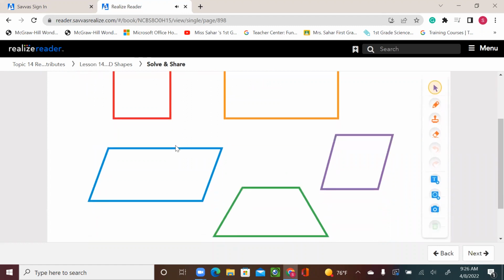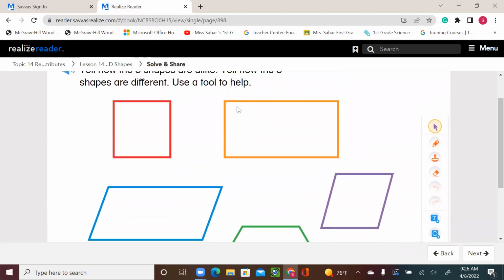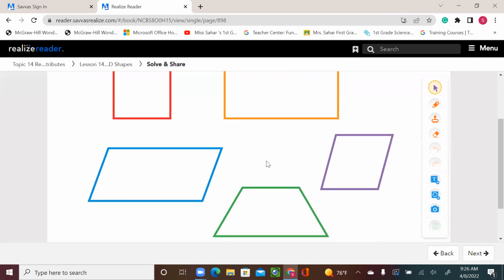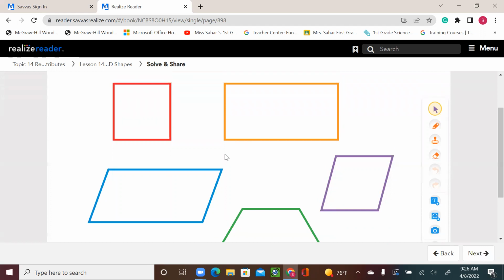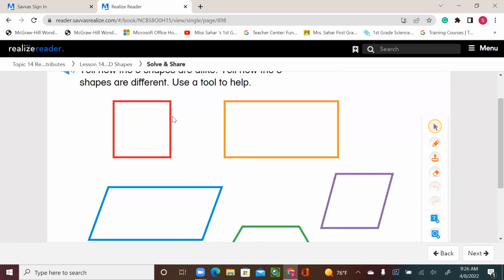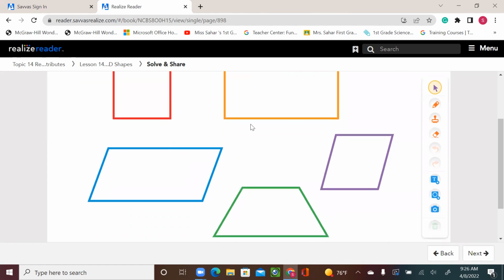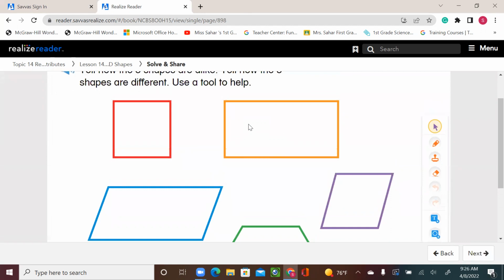So we have 5 shapes here. We can see that some of them have 4 straight sides, some not. We can say that the sizes are different. We can say also the colors are different. We can count also the number of vertices, and we can say maybe they all have the same number of vertices or corners, or maybe not. So this is a way that we can decide which shapes look alike and what the differences are.